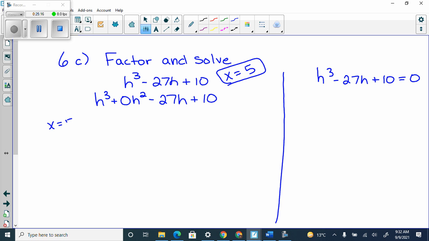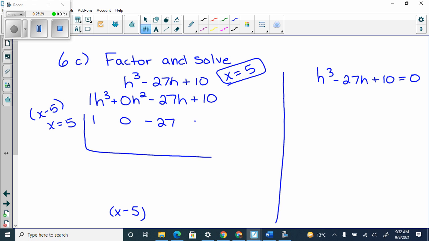X equals 5, which means our factor is x minus 5, which is a linear factor, which I'm going to write at the bottom so I don't forget about it. Can I count down? No, I couldn't, so I have to put a 0 in. So it's going to be 1, 0, negative 27, and 10. Drop the 1. 5 times 1 is 5. Add it. 0 plus 5 is 5. Multiply. 5 times 5 is 25. Add it is negative 2. Multiply is negative 10, which I get a 0, which I'm happy.